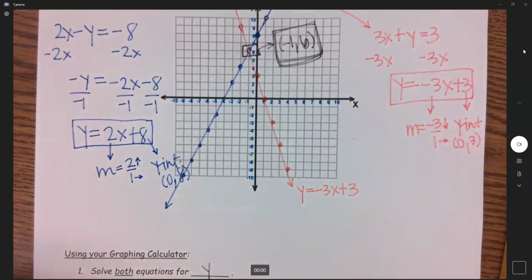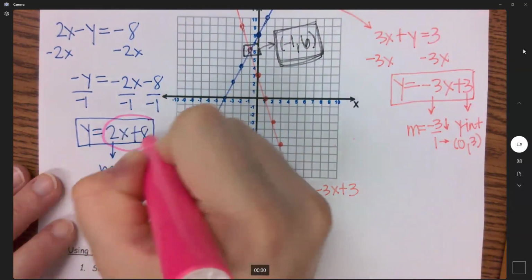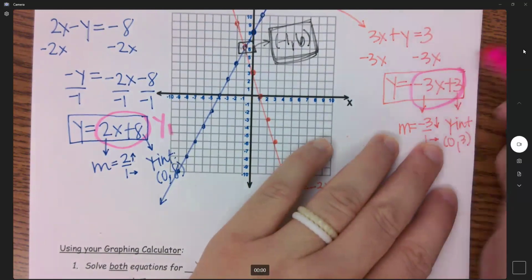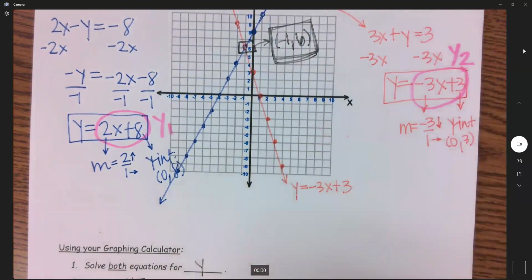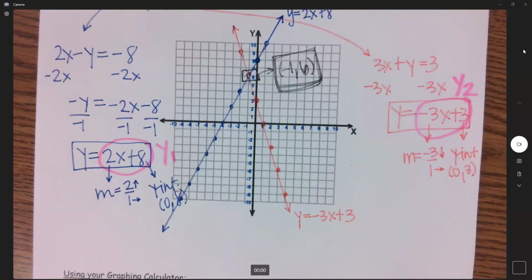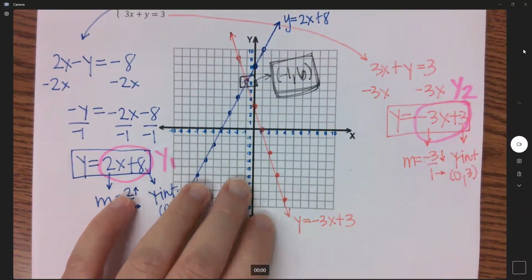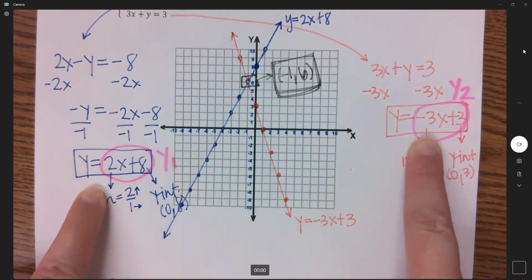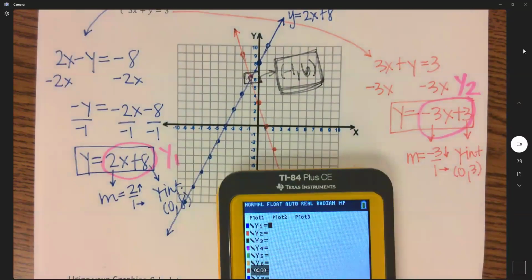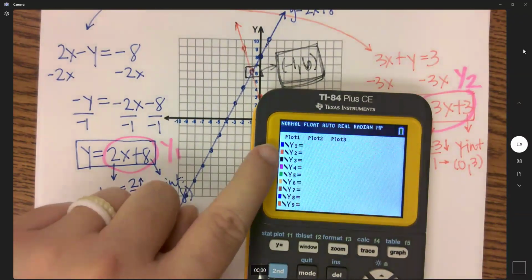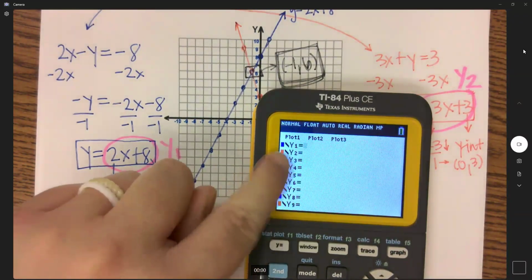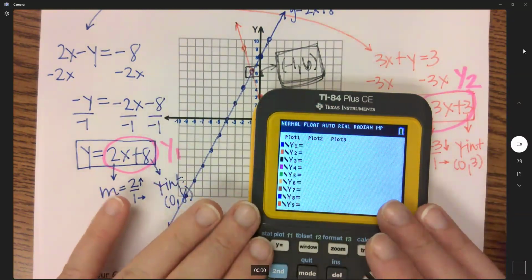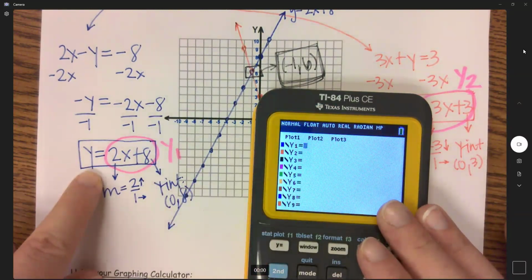So this is going to be my y1. And this is going to be my y2. So whether we are doing this by hand or using our graphing calculators, you still have to be able to put this into y equals mx plus b form. Because once we hit that y equals, you can see here you have y1 equals, y2 equals, y3 equals. Anytime you put anything into this graphing calculator, it has to be solved for y.